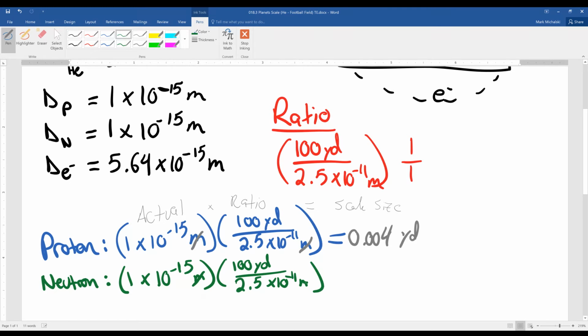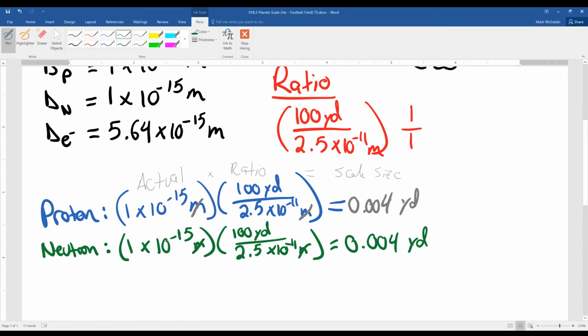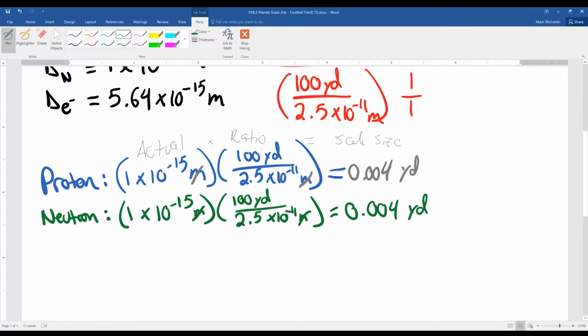Again, my meters will cancel, and so this would give me that the scale size of my neutron is also 0.004 yards on that football field. Okay. In a little bit, we'll do a unit conversion to get a feel for how big 0.004 yards is, because honestly, I don't really know, and I don't think it'd be worth knowing for you either at this point. Okay, next we can do one more, and that would be our electron.